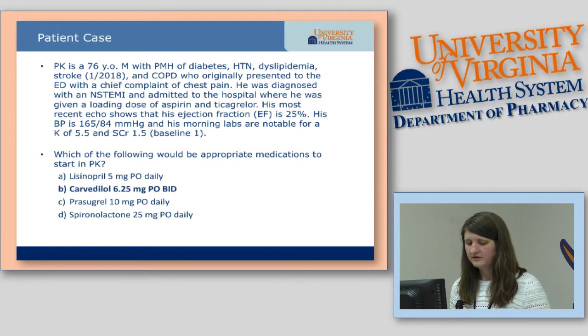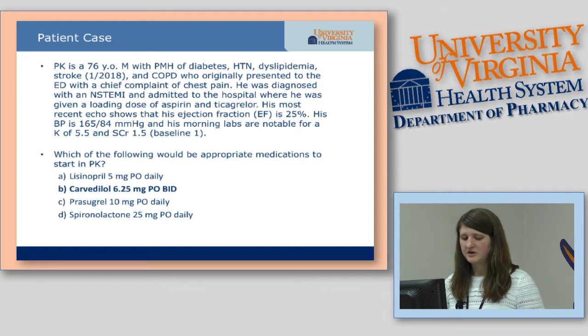So you may have guessed it, but it is carvedilol. Based on his potassium and serum creatinine, it's probably not safe to start him on lisinopril or spironolactone quite yet. He also had a recent history of stroke at the beginning of this year, so prasugrel is really not a great option. His blood pressure is a bit elevated. I didn't give you his heart rate, but we'll say it's normal, somewhere in the 80s, so he's perfectly safe to start on his carvedilol, 6.25 mg by mouth twice daily.